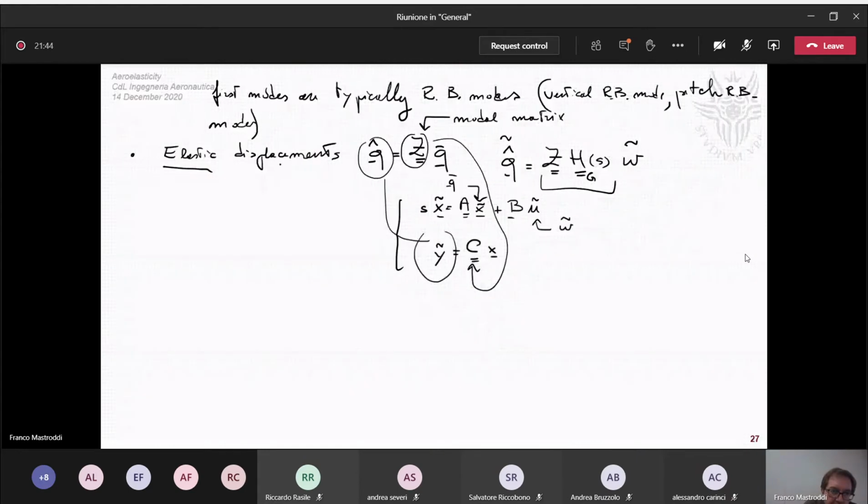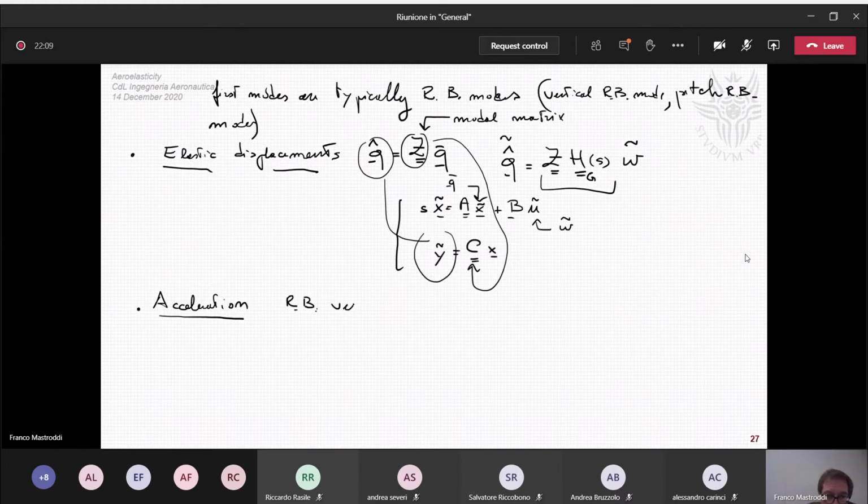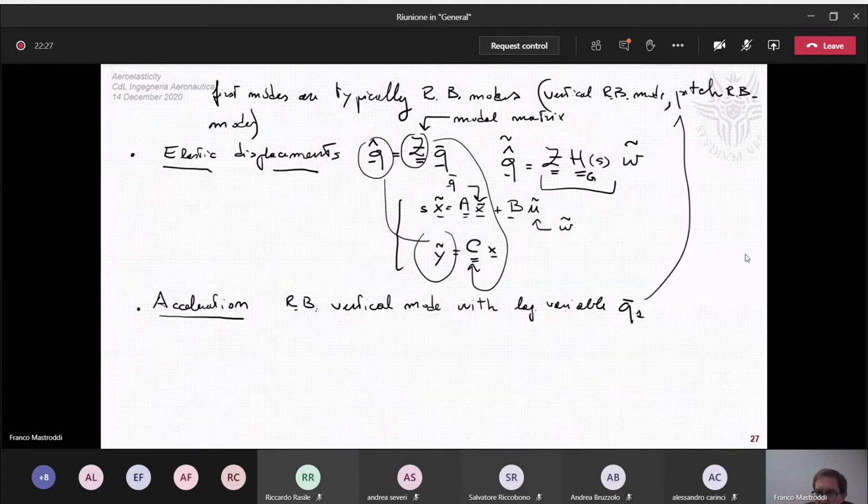So elastic displacement is another kind of secondary output, but if you want to know, for example, the aircraft acceleration, you can consider, for example, your rigid body vertical mode with Lagrangian variable q bar 1 as the first modal coordinate here, this here.